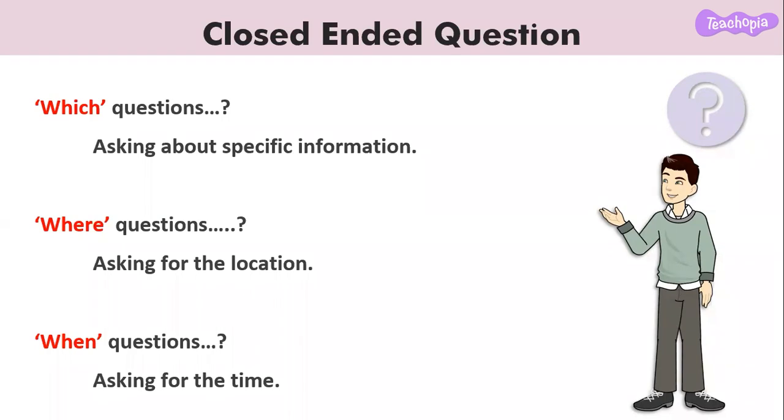When do you go to the market? It gives us a time, maybe once a fortnight, or maybe I go at 7 o'clock in the evening, maybe 5 o'clock in the morning. It gives us a specific time as an answer. So when we already know the kind of information we want, we can start our question based on the kind of information we want as a response.